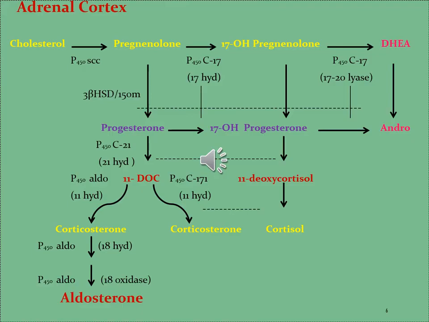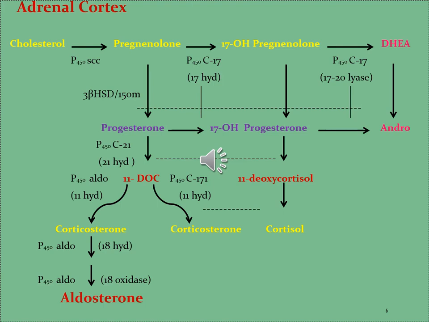At this stage, the progesterone and 17-hydroxyprogesterone are changed into 11-DOC and 11-deoxycortisol by the effect of the enzyme 21-hydroxylase. The enzyme 21-beta-hydroxylase is a cytochrome P450 enzyme that is involved in the biosynthesis of the steroid hormones aldosterone and cortisol. This synthesis takes place in the adrenal cortex, as you know. Specifically, 21-hydroxylase converts progesterone and 17-alpha-hydroxyprogesterone into 11-deoxycorticosterone and 11-deoxycortisol respectively.